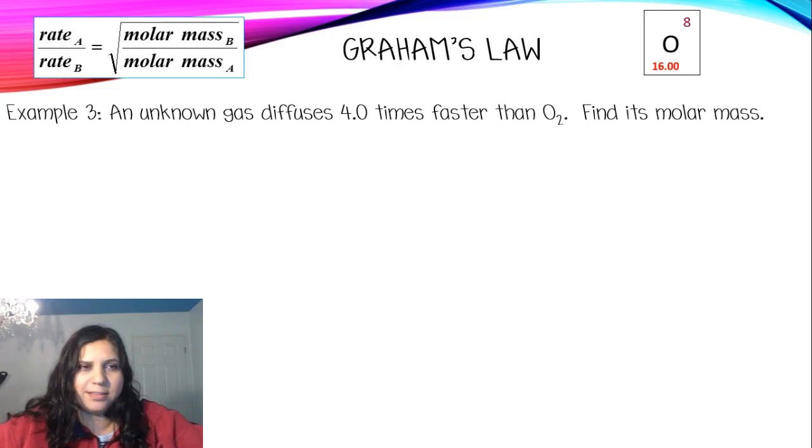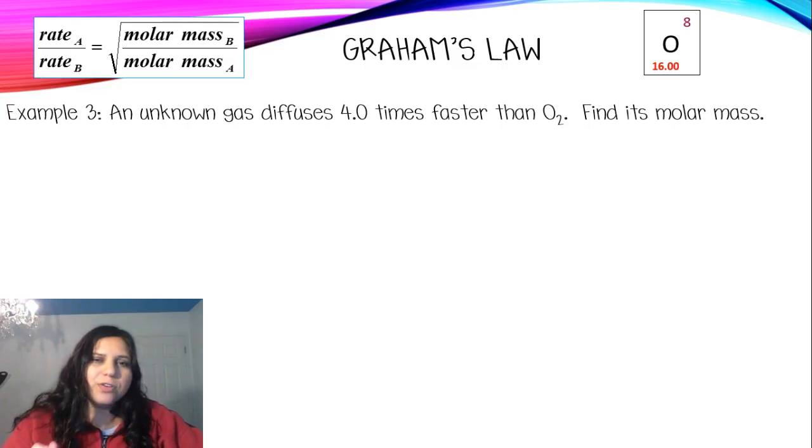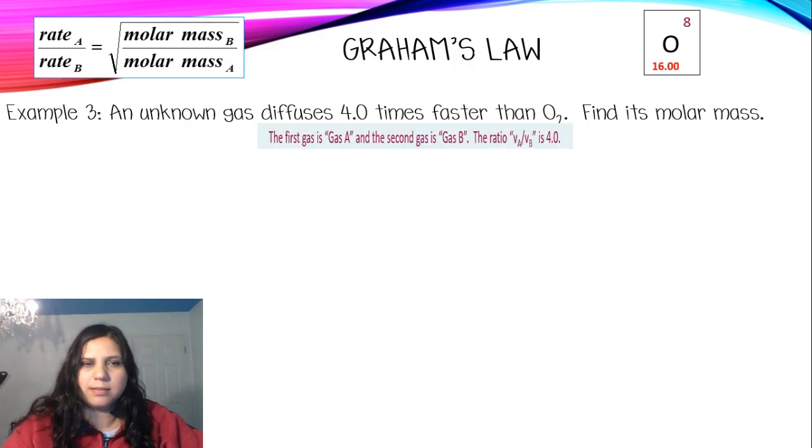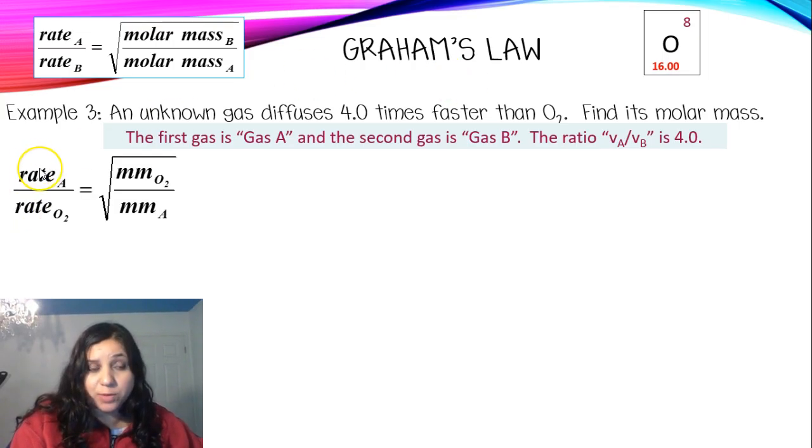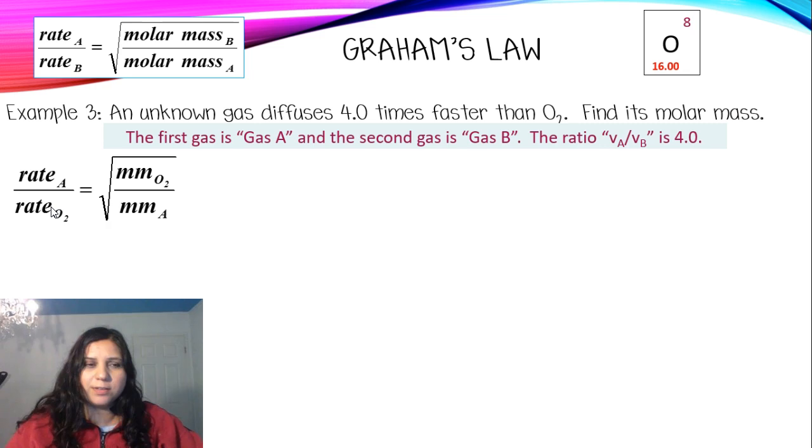All right, here's another one. Example 3 says an unknown gas diffuses 4.0 times faster than O2. Find its molar mass. So the unknown gas is diffusing faster than the oxygen. Since the unknown gas is moving faster, it has to be lighter. So I'm going to put that gas as gas A. So that means the rate of A, I'm just writing A because it's unknown, over the rate of O2 is equal to the square root of the molar mass of O2 over the molar mass of A.